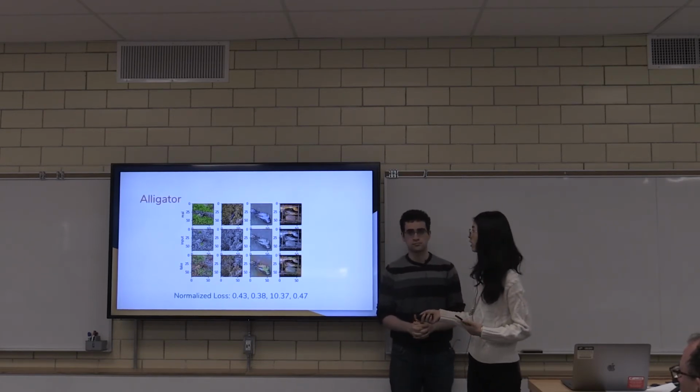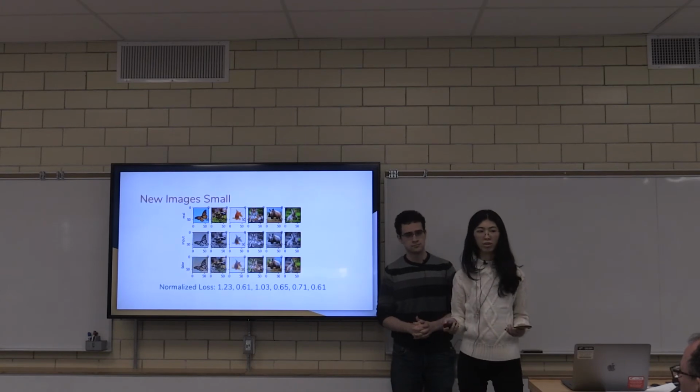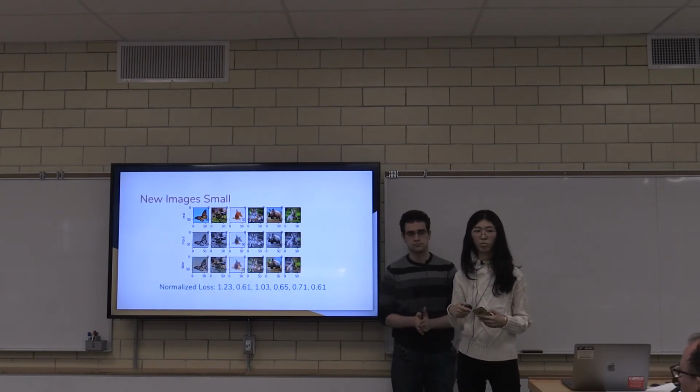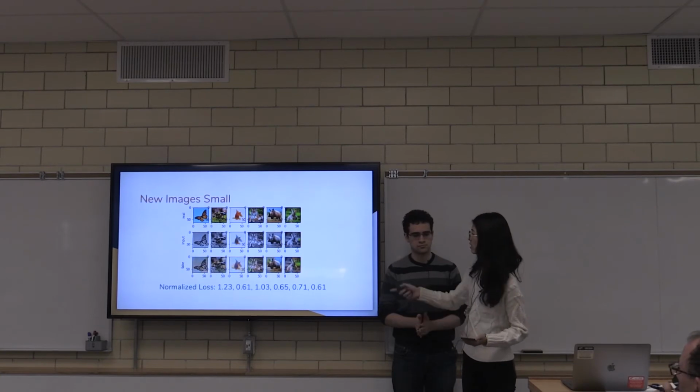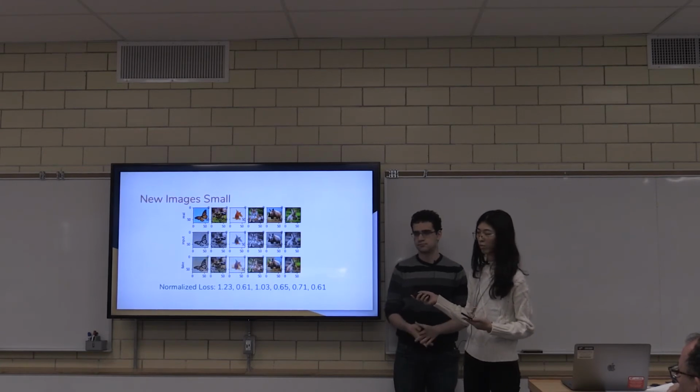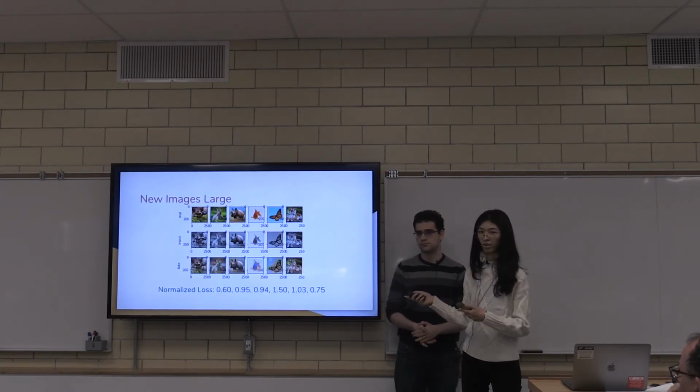In addition to that, we also sourced images from various other places on the internet, including images from categories that the neural net wasn't trained on, such as, in this example, butterflies, rhinoceros, rabbits, and tigers. So as expected, it performs kind of poorly there, and we also did it for larger images.